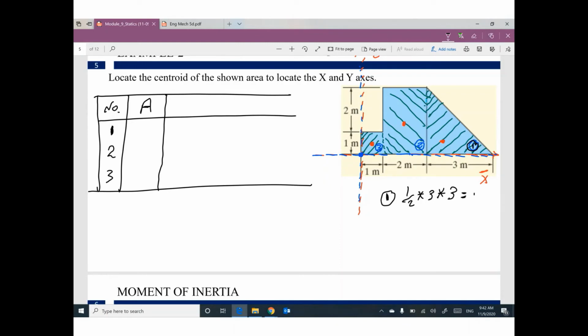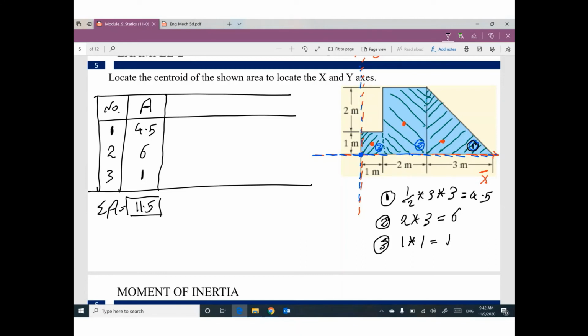4.5. For part number 2, it's a rectangle. The area is 2 times 3, which is 6. Part number 3, it's a small square. The area will be 1 times 1, which is 1. So 4.5, 6, and 1. Can you get the summation for this area? I can tell you, 4.5 plus 6 plus 1 will be 11.5.